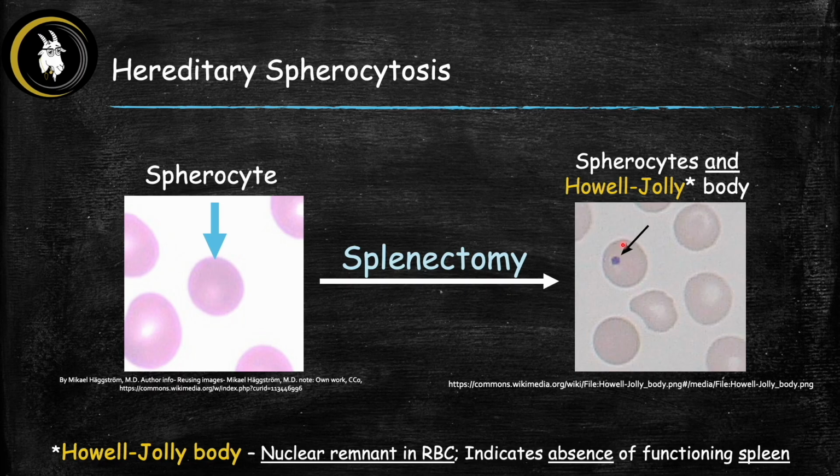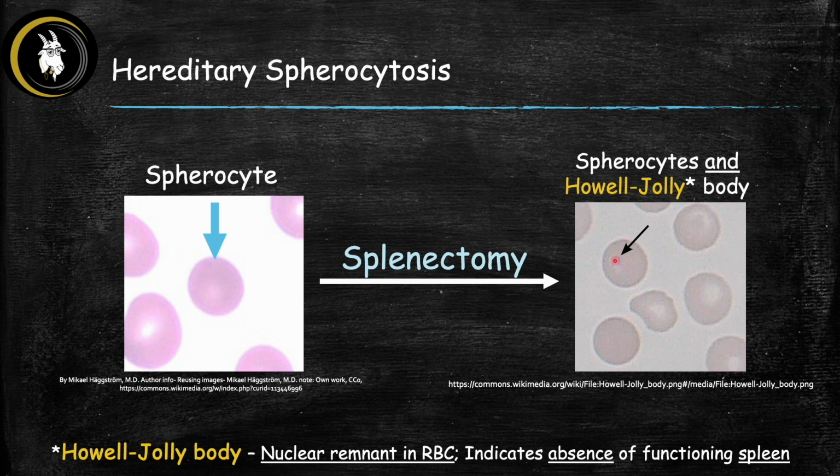And how do you know the spleen is gone on a blood smear? The answer is Howell-Jolly bodies. And the arrow is pointing to one right here. It's this little basophilic or blue spot inside of the red blood cell, and it's actually composed of a piece of leftover nucleus. So the nucleus is normally supposed to be fully removed from red blood cells as they're maturing in the bone marrow before they get released into blood.